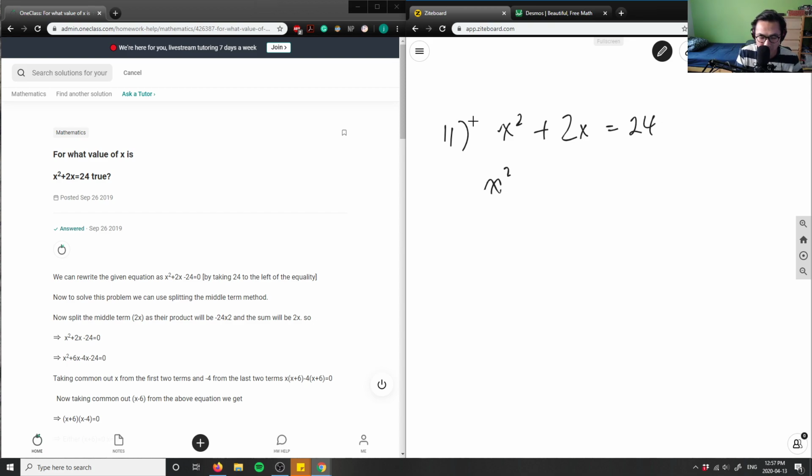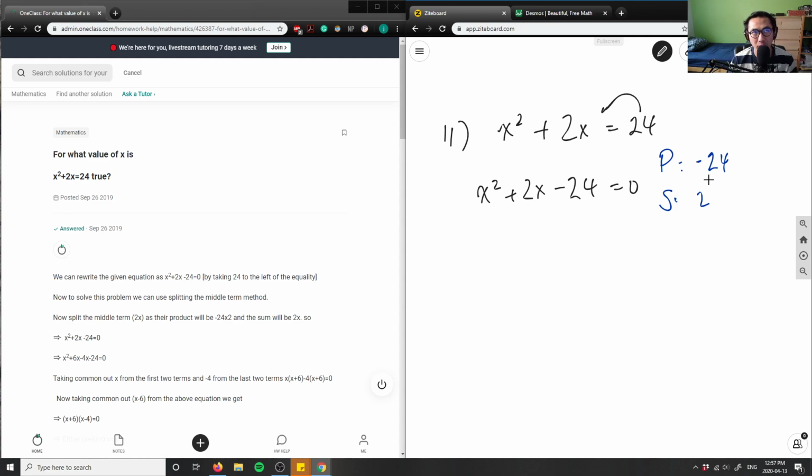So I get x squared plus 2x minus 24 equals 0. I'm going to do something called factor by decomposition. I take the product of a and c, so of 1 and negative 24, which is negative 24, and it has to sum to our b value, which is 2. So I'm thinking of 2 numbers that will multiply to negative 24 but add to 2. Give me a second to think about that.